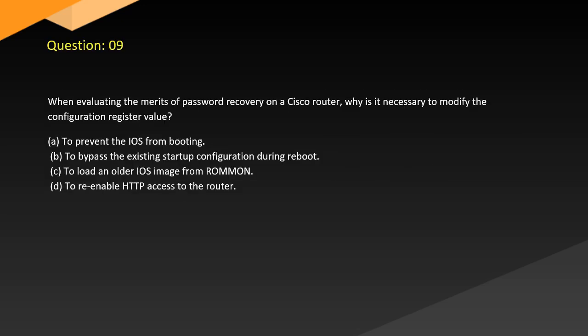Question 9. When evaluating the merits of password recovery on a Cisco router, why is it necessary to modify the configuration register value? A. To prevent the IOS from booting. B. To bypass the existing startup configuration during reboot. C. To load an old IOS image from ROM. D. To re-enable HTTP access to the router.